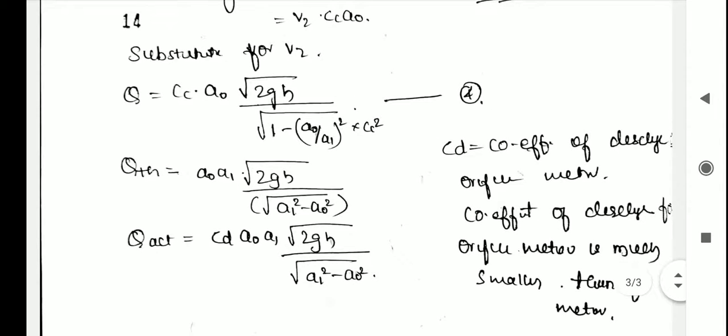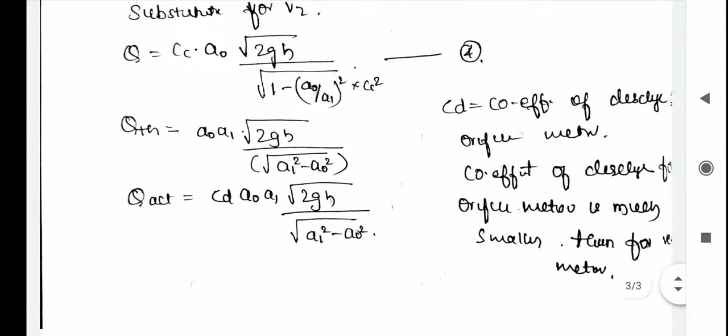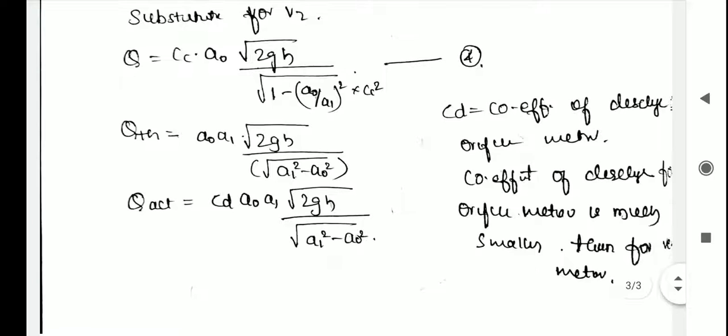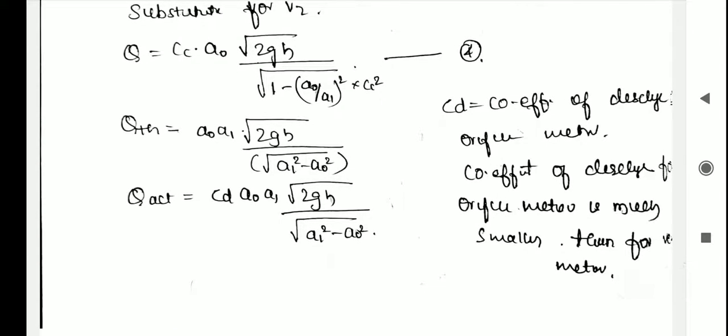Q theoretical is equal to A0 into A1 into the square root of 2gH divided by the square root of A1 square minus A0 square. For Q actual, Cd comes in: Cd into A0 into A1 into the square root of 2gH divided by the square root of A1 square minus A0 square. Here Cd is the coefficient of discharge of the orifice meter, and the coefficient of discharge for an orifice meter is much smaller than for a venturi meter.